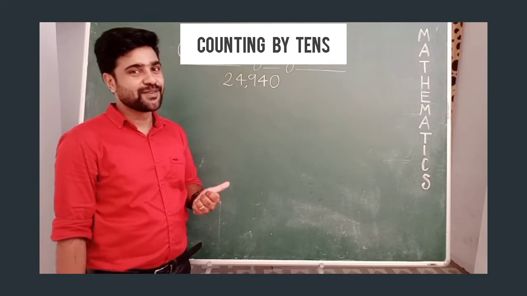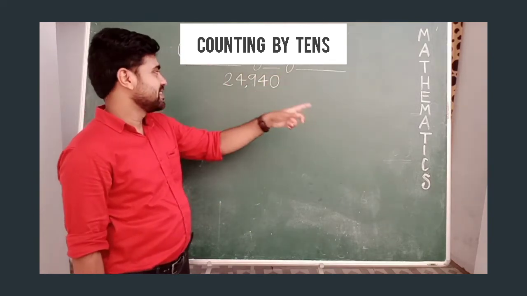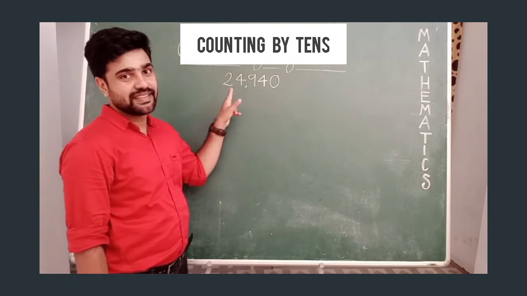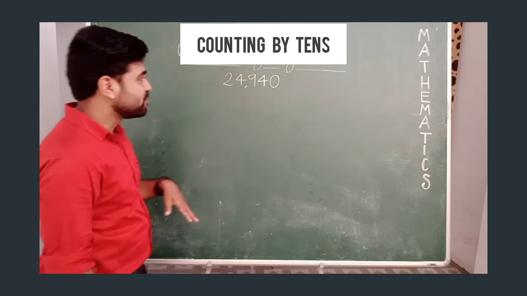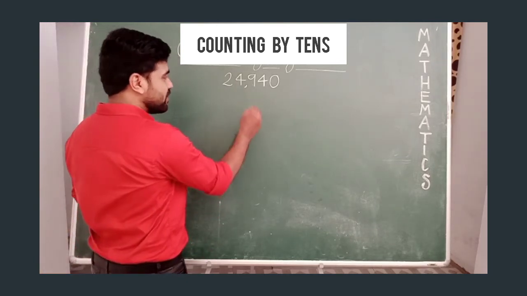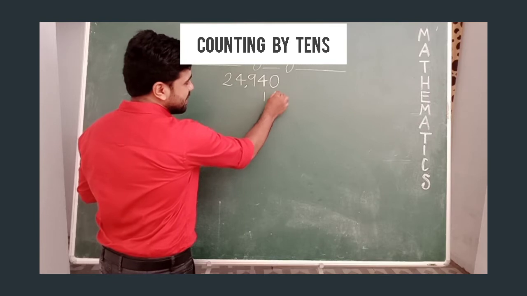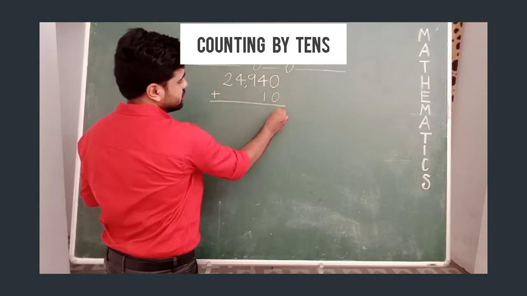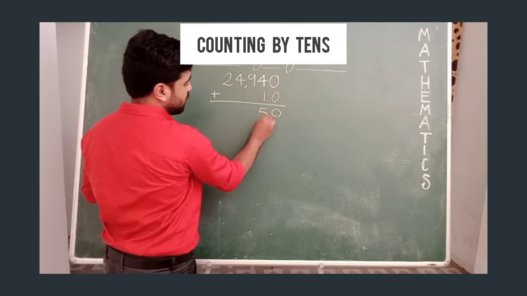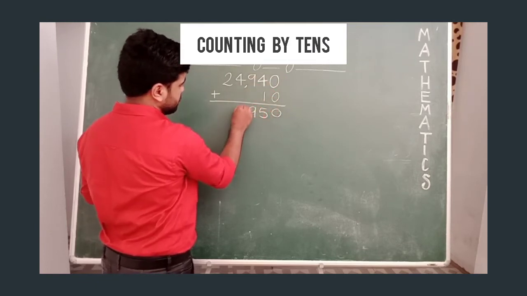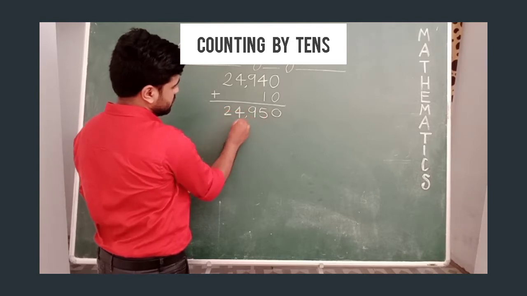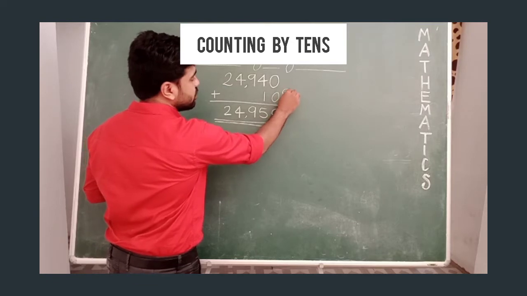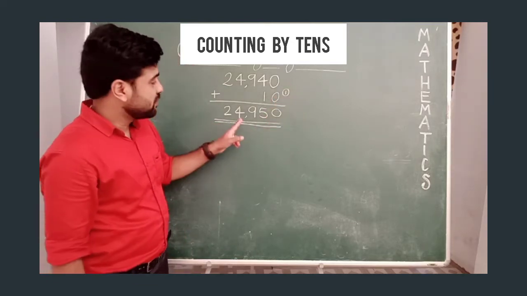I will show you how to write. Counting by tens, write next three numbers from this number. That will be the question. Then we have to do like this. First, add 10 to this number. 0, 4 plus 1, 5. Here no change. We add 10 for the first time and we got this answer.